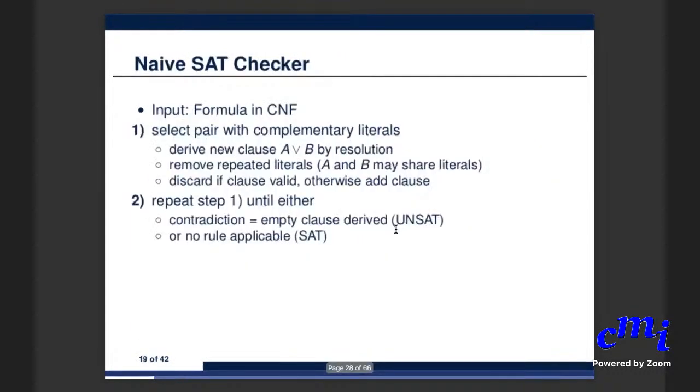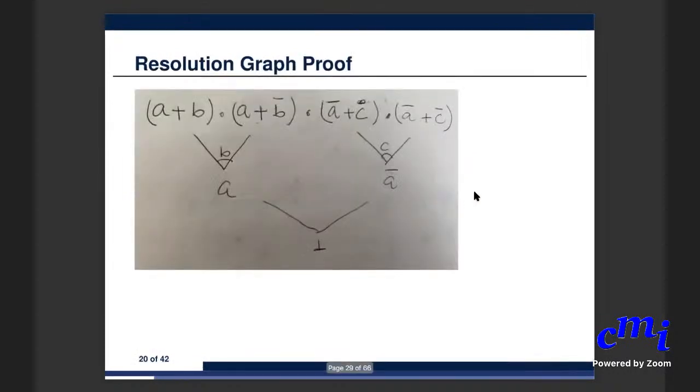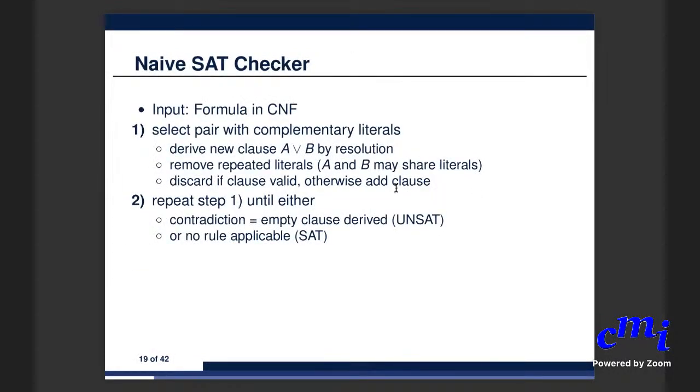Sometimes when you take the union of the rest of the literals in the two clauses, you can get repeated literals, and you can remove repeated literals because they are redundant. And discard the clause if it is valid, that is, if it reduces to true.